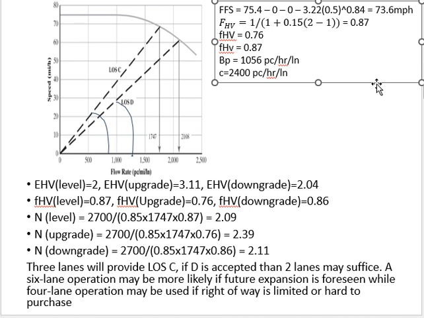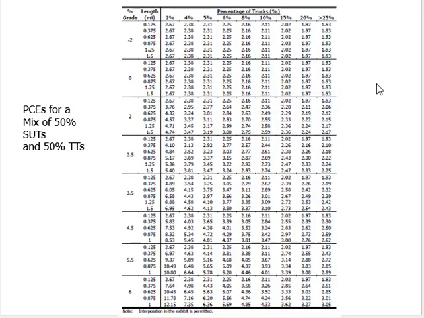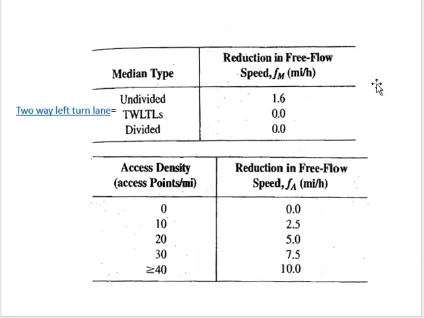In the question, they are saying we will do it for C, but D is also fine. So I need to make two lines, one for C and one for D. I will find out the density for C and D, which is given in the highway capacity manual.